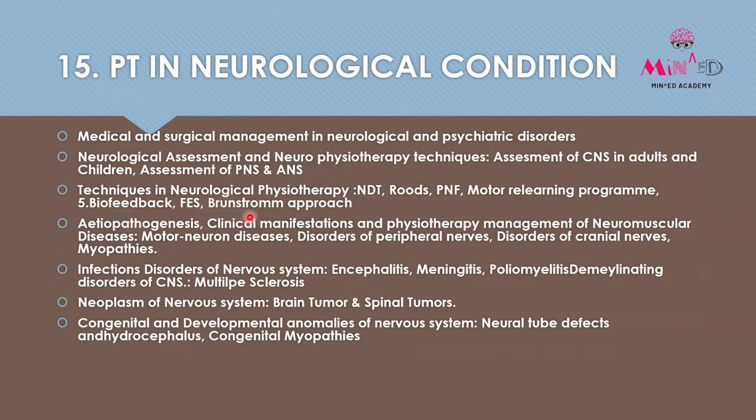FES, Brunnstrom approach, then etiopathogenesis, clinical manifestation, and physiotherapy management of neuromuscular diseases like MND, peripheral nerve diseases, cranial nerve disorders, then infections and disorders of the nervous system like encephalitis, meningitis, poliomyelitis, demyelinating disorders of the CNS, multiple sclerosis, then neoplasms of the nervous system, there is brain tumor, and congenital and developmental anomalies.